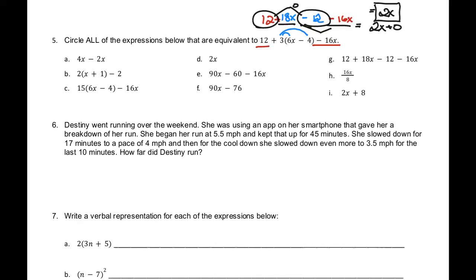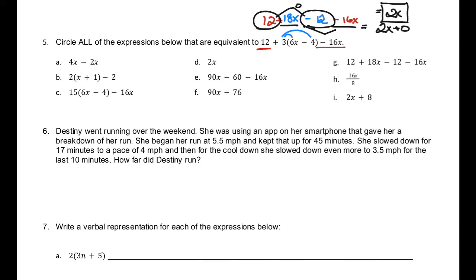So who can give me one that is equivalent to 2x that we should definitely circle? D, yes, that is 2x. That definitely should be there. Jamani, are you with us? Okay, what else? Riley, are you with me? Should we just go down each one and check? What is 4x minus 2x? 2x, yes. So A should be working, and that should be equivalent.